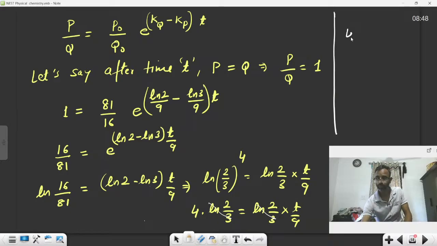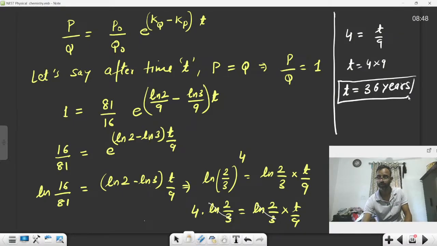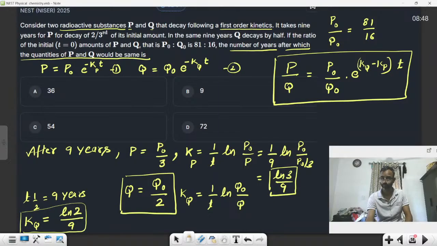So 4 is equal to t by 9. So t is equal to 4 into 9. That means t is 36 years. Got it? That means 36 is the right answer.